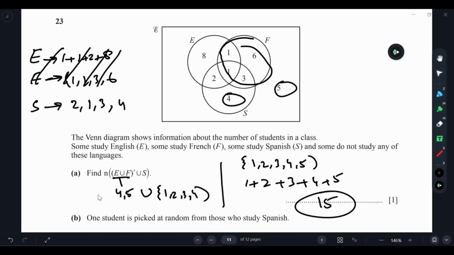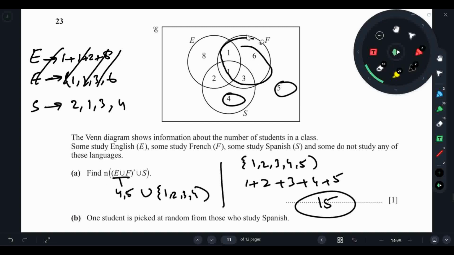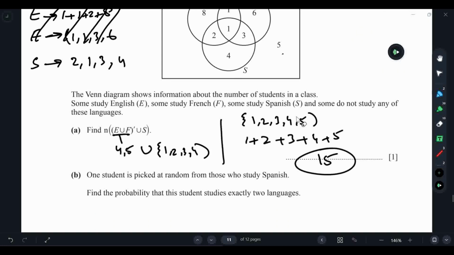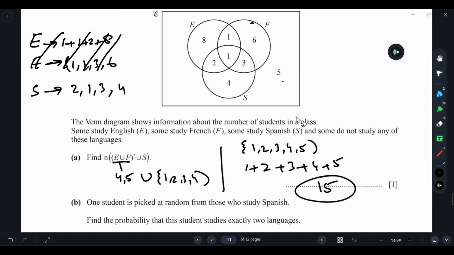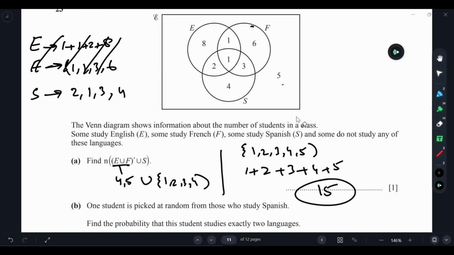Let's move to the next one. One student is picked at random from these students who study Spanish. Find the probability that this student studies exactly two languages. Now, for exactly two languages, we first have to count the number of students who study exactly two languages.